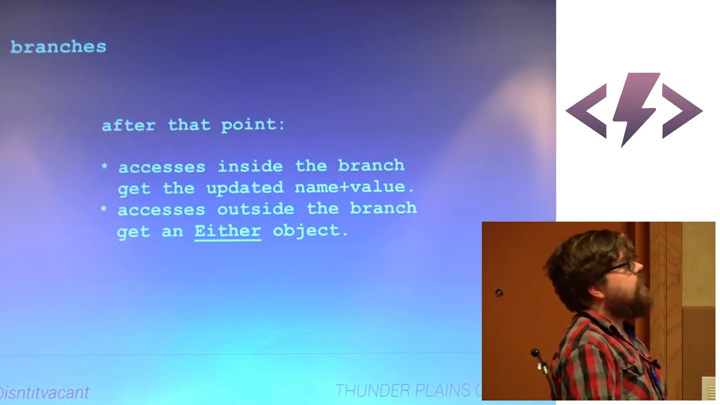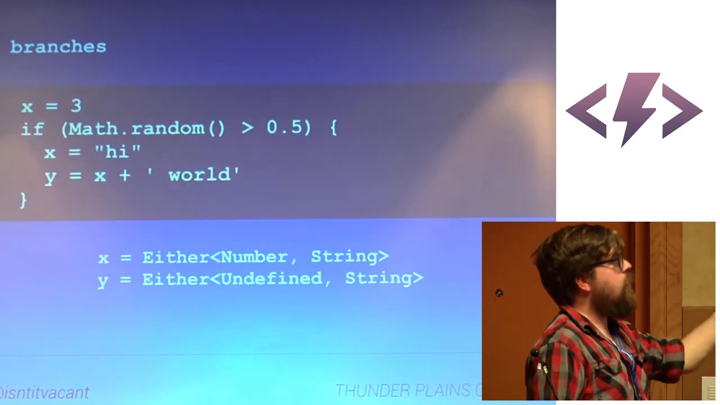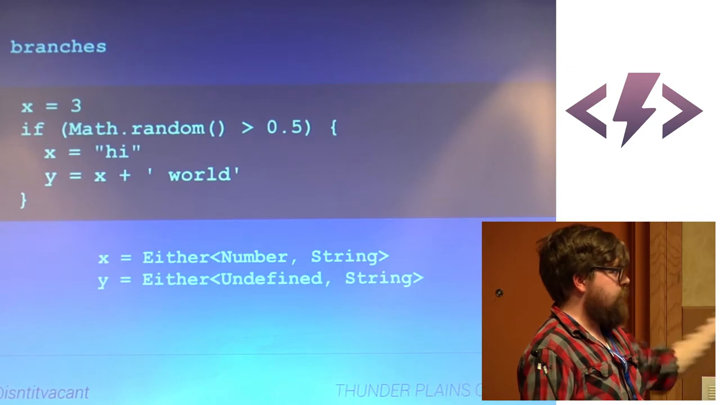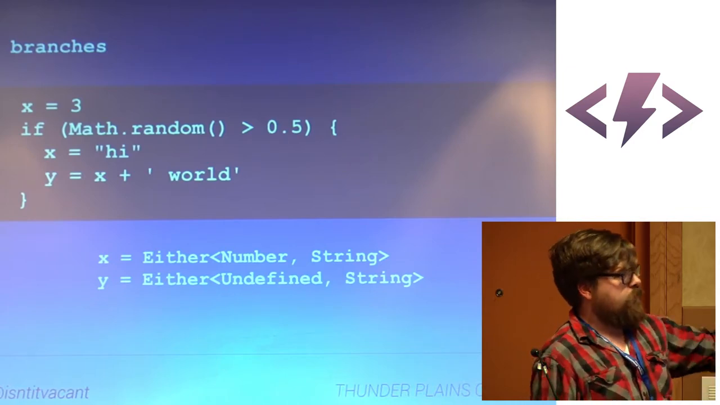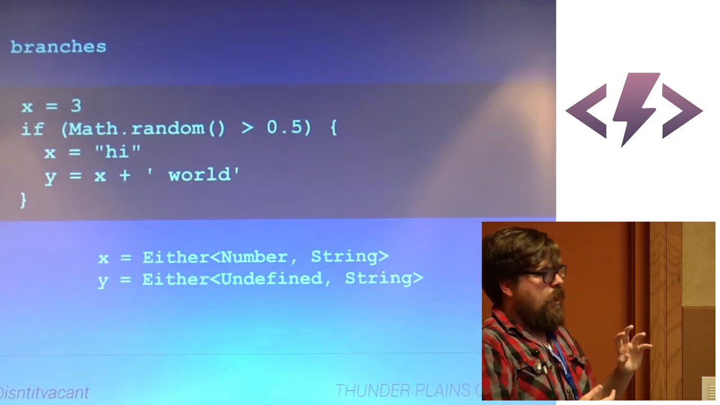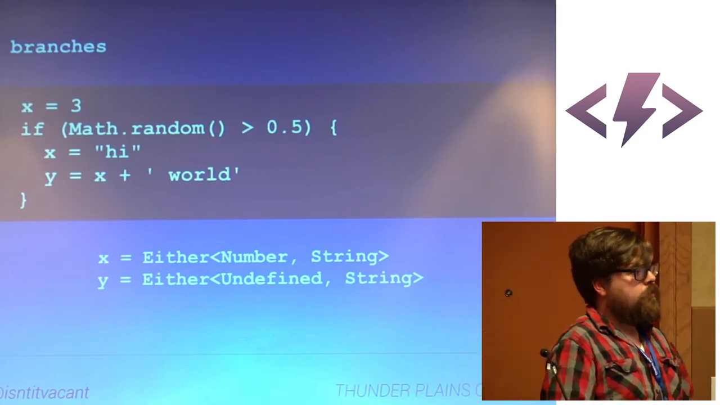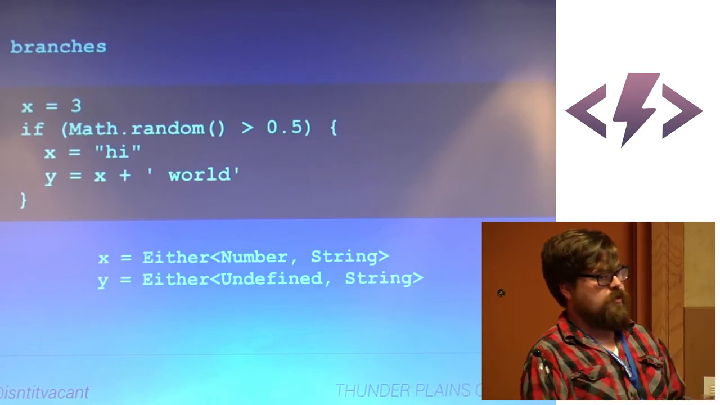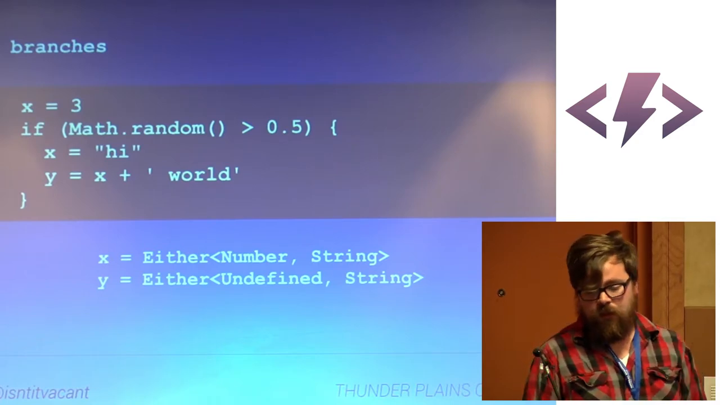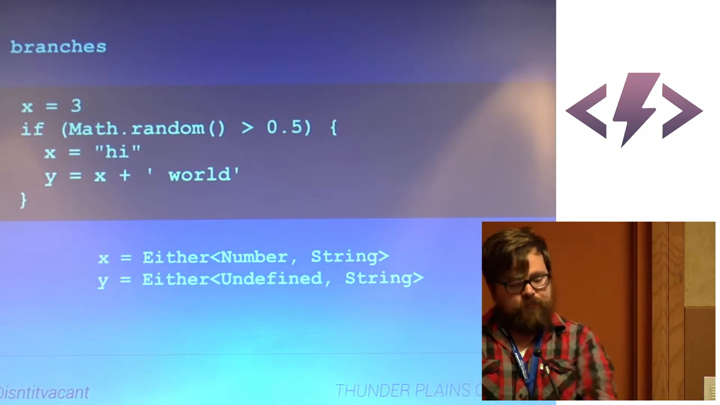So what we end up with after this branch executes is an either object of a number or a string, which is X. And Y is either an undefined or a string. And then further operations can operate on those and add properties, and lookups on them will themselves return wrapped either names. It could still be an either value. And that's sort of where I've got things going now.